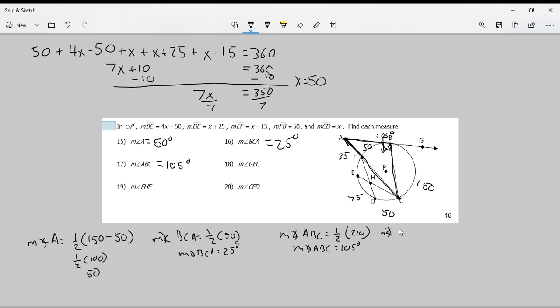measure of angle GBC. Hope you guys hear that. That's my cat jumping on the chair.